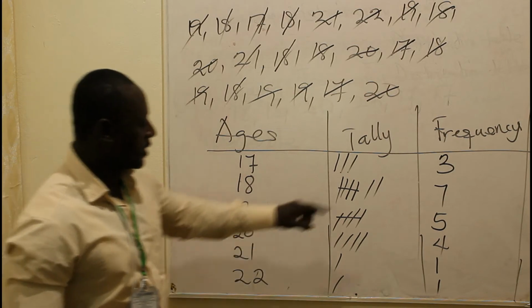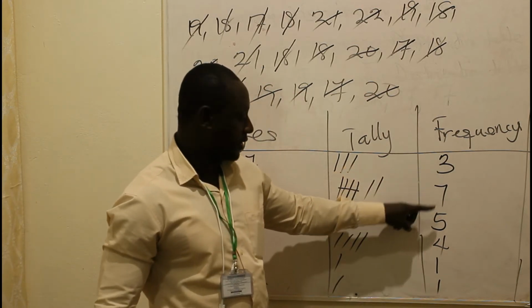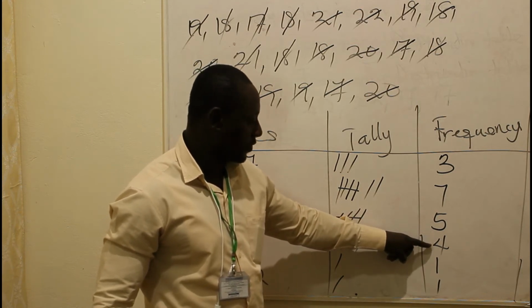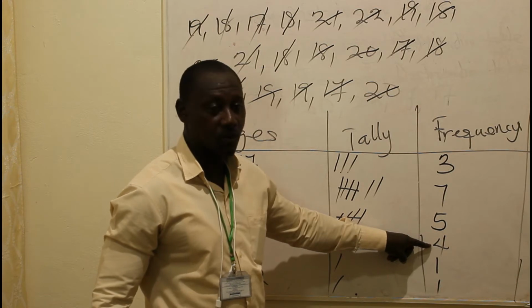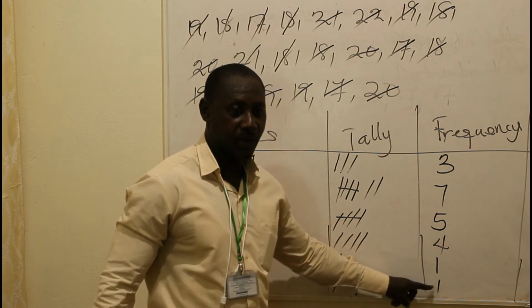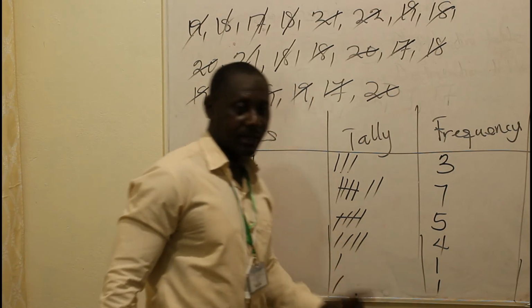Or you count the number of data values to check whether they are up to the 20 stated in the question. So now we add 3 to 7, that is 10, to 5, 15, to 4, 19, to this, 21. You will notice that the addition is more than the 20.